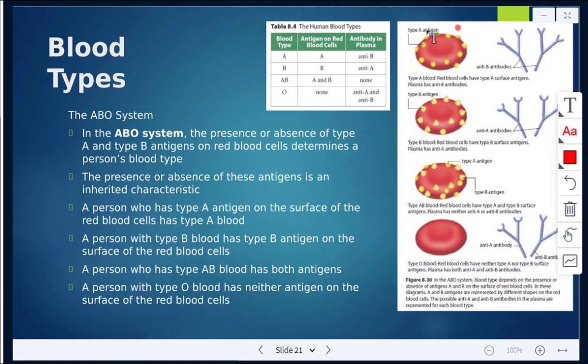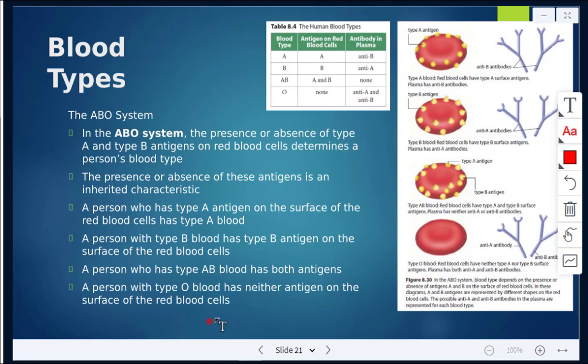So if we look here, this is type A blood, and they have the type A surface antigens on that red blood cell. And if you look at type B, they have the type B surface antigens, and then here's type AB blood type, and you can see that they have both the type A and the type B antigens. And then there's type O blood, where the red blood cells have neither type A nor type B surface antigens.